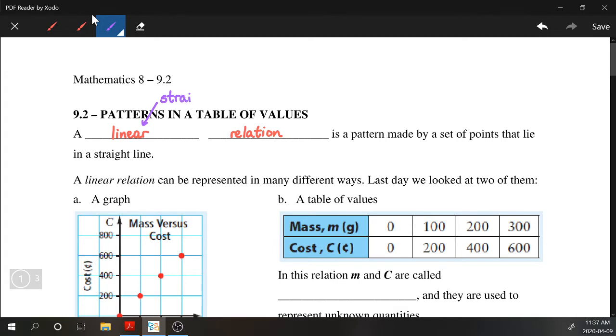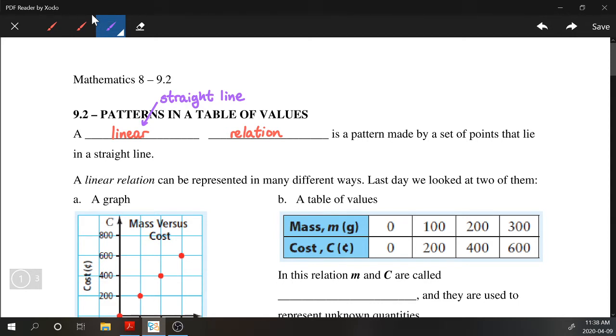Now, over the course of your high school mathematics career, you will see nonlinear relations. For example, sinusoidal, which would look like a wave. Oh, that's not very well drawn. So, wave, that's better. Or a quadratic one, which will decrease and then increase up the other side. But for now, we're going to focus on just linear relations. Those will be the ones in a straight line.